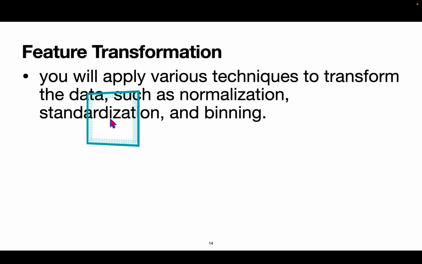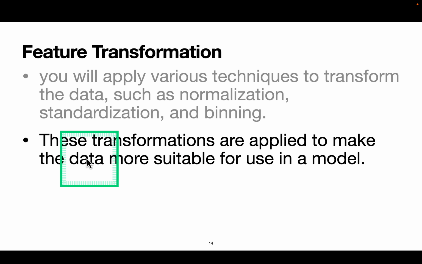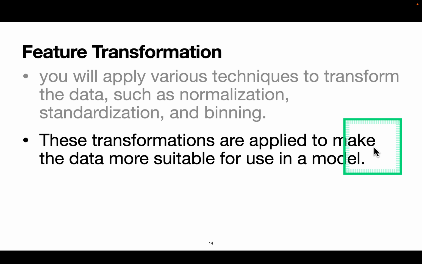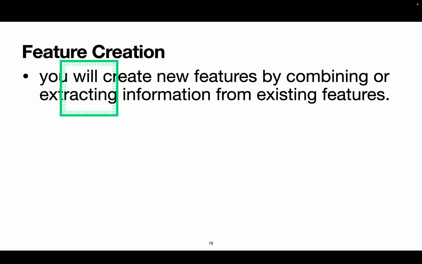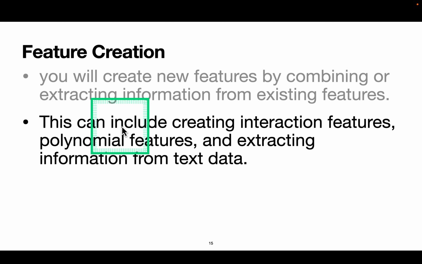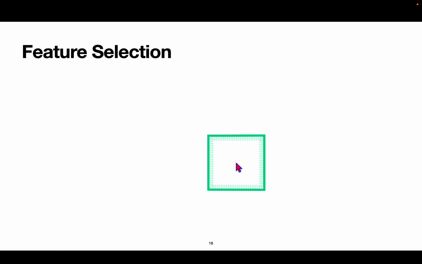Feature transformation. In this stage, you will apply various techniques to transform the data such as normalization, standardization, and binning. These transformations are applied to make the data more suitable for use in a model. Feature creation. You will create new features by combining or extracting information from existing features. This can include creating interaction features, polynomial features, and extracting information from text data.